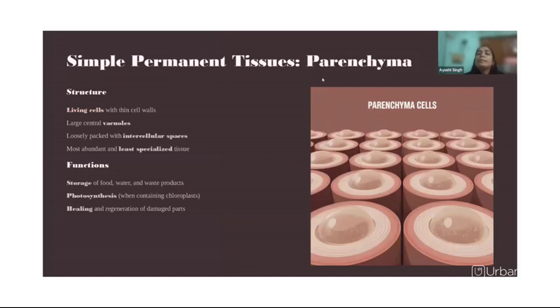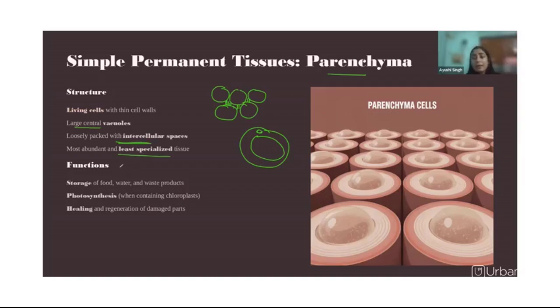Now coming to simple permanent tissue. There are again types to it. So there is parenchyma. Parenchyma are very thin walled cells. They are loosely arranged, and they have intercellular spaces, these spaces between them. They have a large central vacuole. That means if we take one cell, the vacuole will be very, very big and the nucleus will be very small. They are also the least specialized tissue.